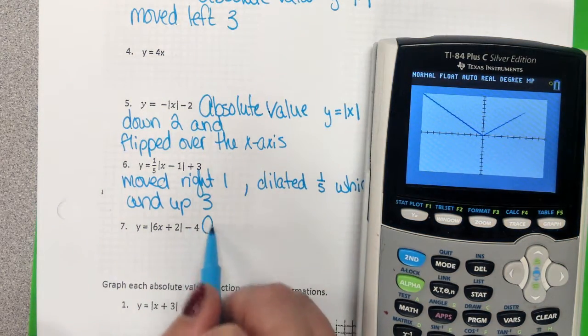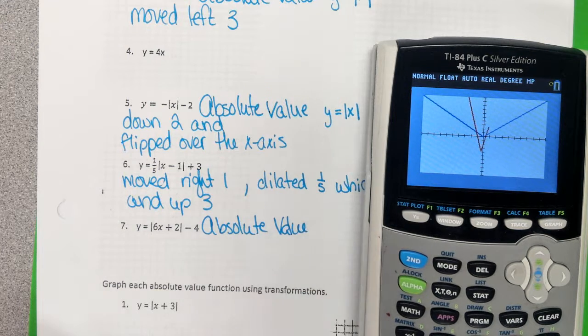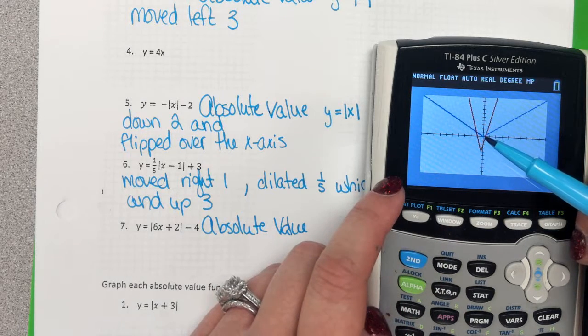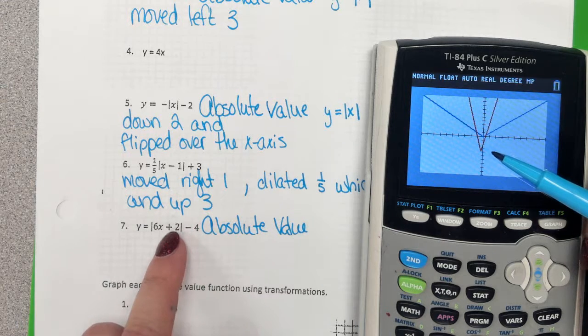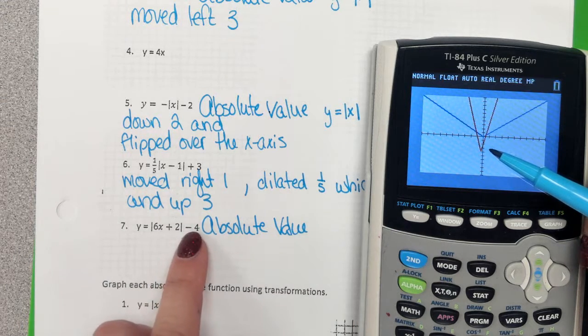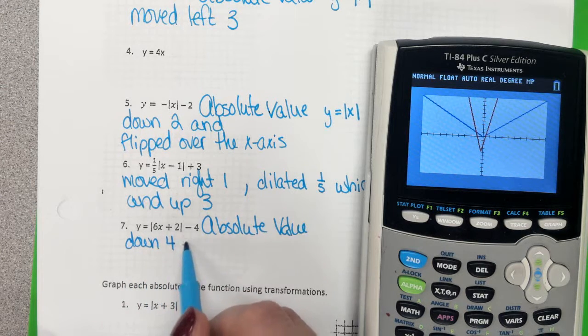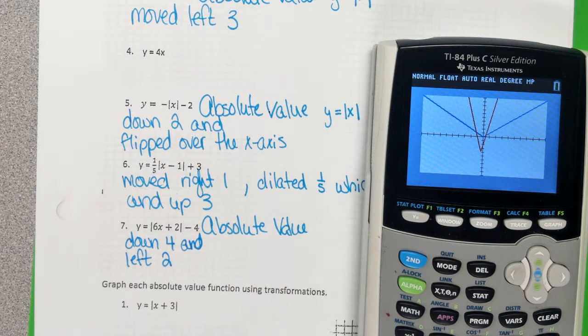So we know that this was an absolute value. Okay, look at your vertex. Your vertex was here at the origin. Now it got moved way down here. So what happened? What did the 2 do to it? That moved down 4, right? And left 2. Down 4, and left 2. All right.